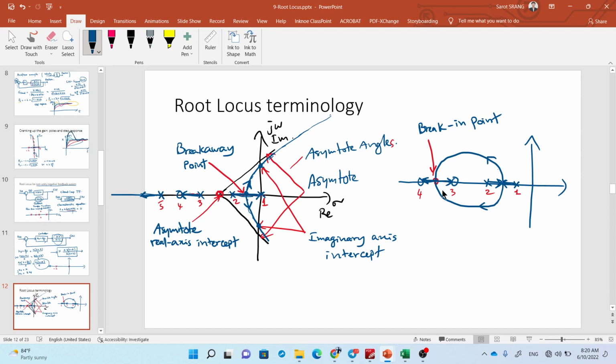The locus also intersects with the imaginary axis here. It's called the imaginary axis intercept. The intercept on the real axis is always a break-in or breakaway point, but at the imaginary axis, the intercept is always symmetric.